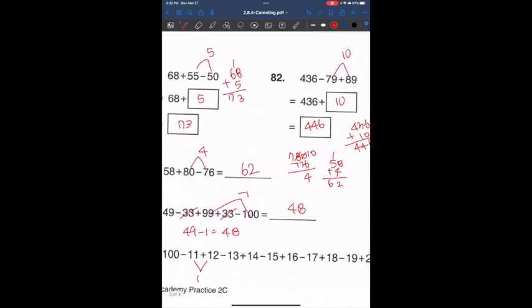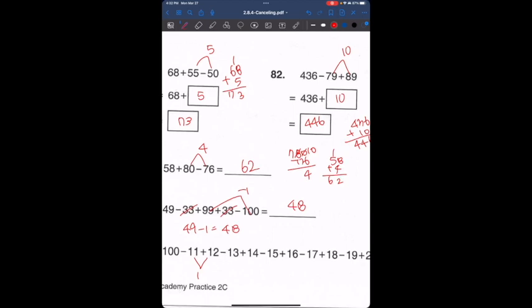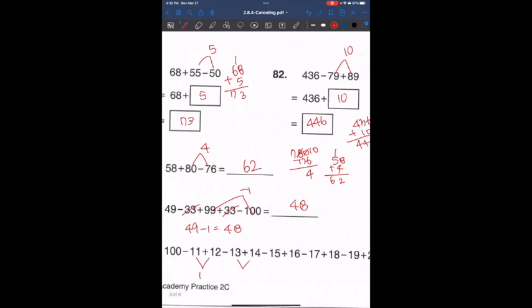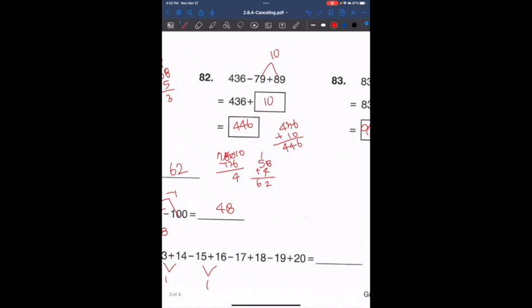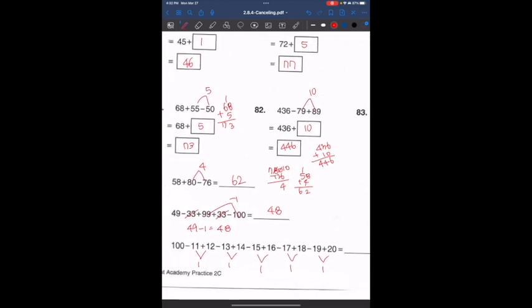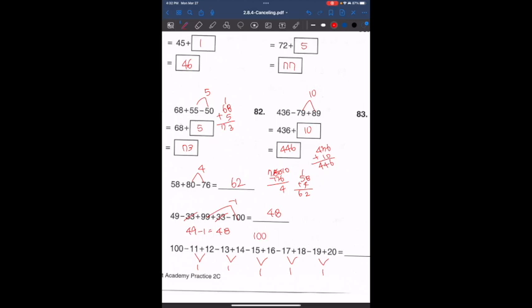Negative 13 plus 14, we can almost cancel. Again, this is equal to 1. Negative 15 and 16, almost cancel to 1. Negative 17 plus 18, almost cancel to 1. And negative 19 plus 20, almost cancel to 1. Now that gives us 100 minus 1.